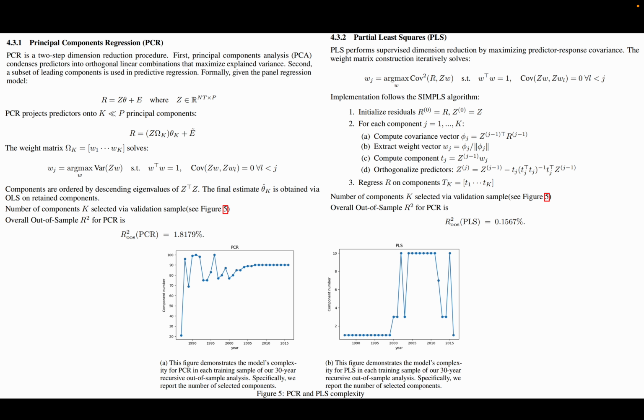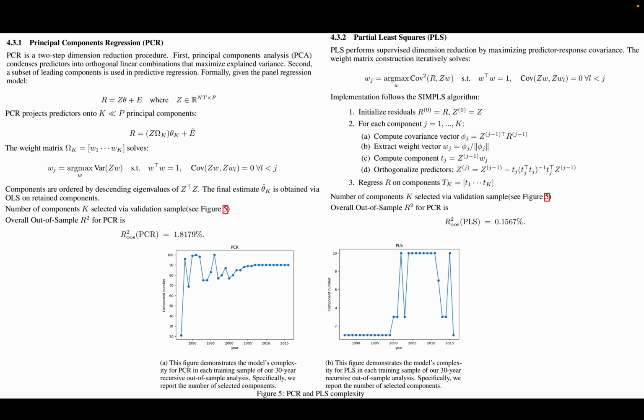The next method is PCR, principal component regression. PCR is a two-step dimension reduction procedure. First, principal component analysis condenses predictors into orthogonal linear combinations that maximize explained variance. Second, a subset of leading components is used in a predictive regression. The number of components k is selected via the validation sample. You can see figure 5 for details. The overall out-of-sample R² for PCR is 1.8179%.